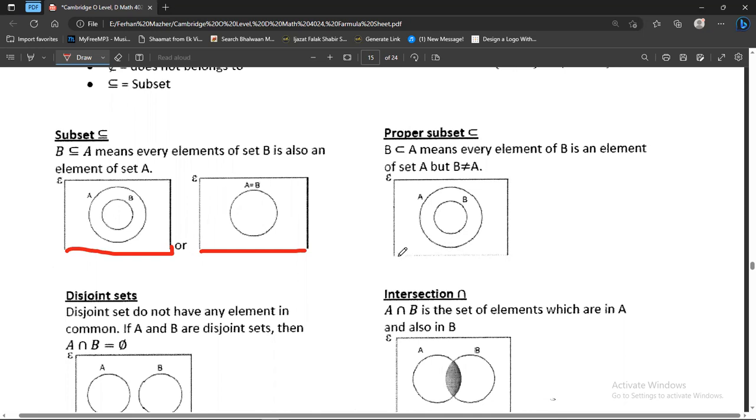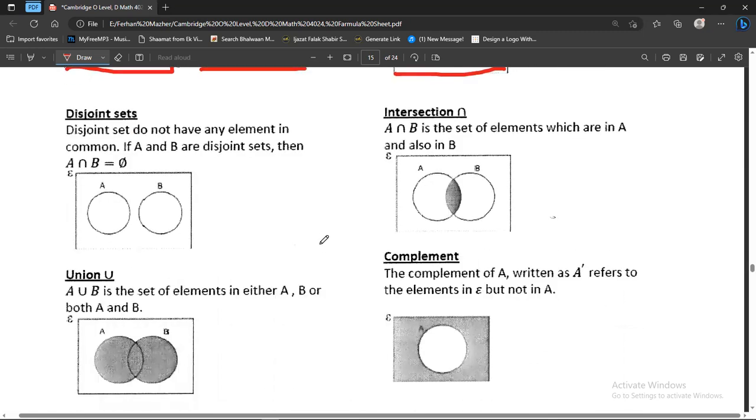Okay, so this is disjoint sets. Disjoint sets are those sets which have nothing common in them. Disjoint sets do not have any element in common. If A and B are disjoint sets, then A intersection B is the empty set, meaning there is nothing common, there is nothing overlapping between A and B.